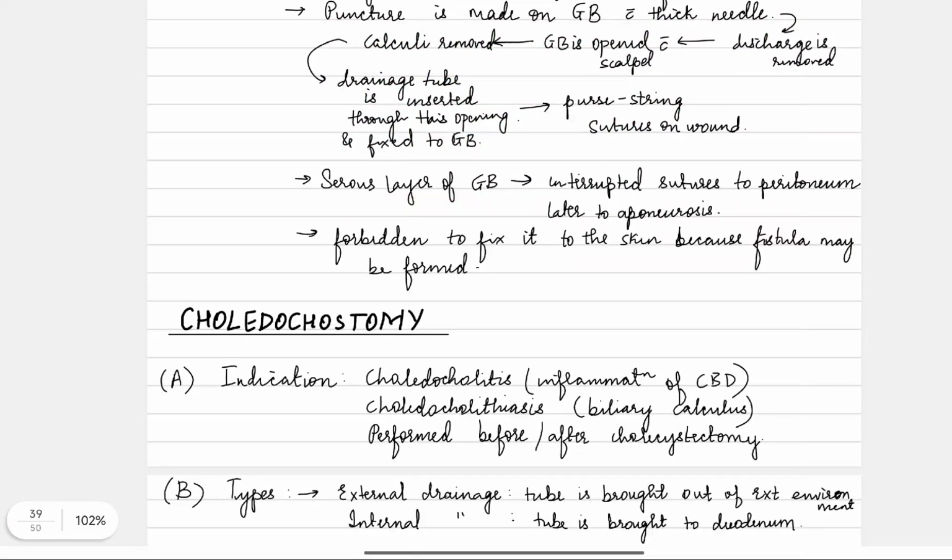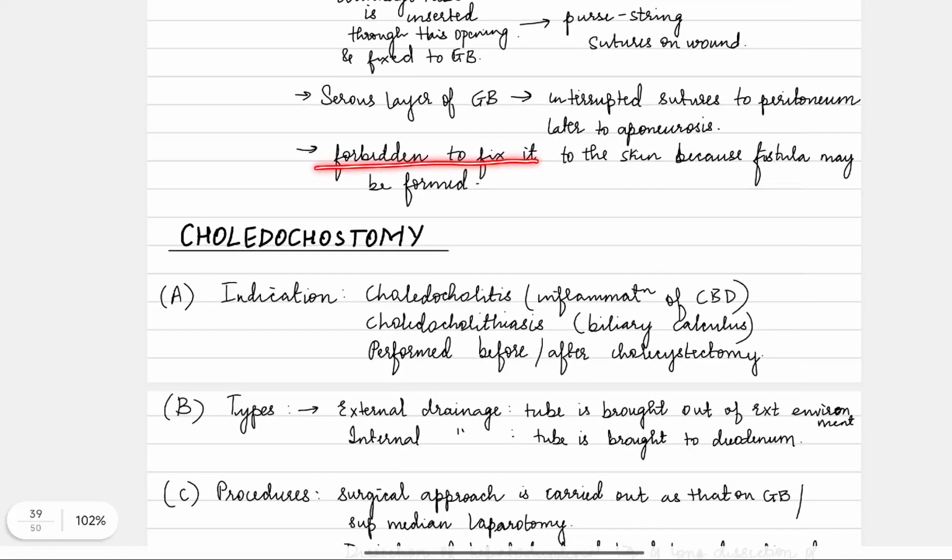Serous layer of the gallbladder is done. Interrupted sutures to the peritoneum lateral to the aponeurosis. It is forbidden to fix it to the skin because a fistula may be formed.